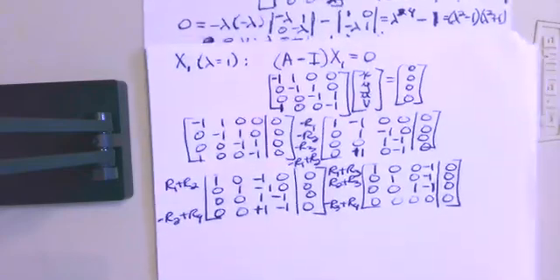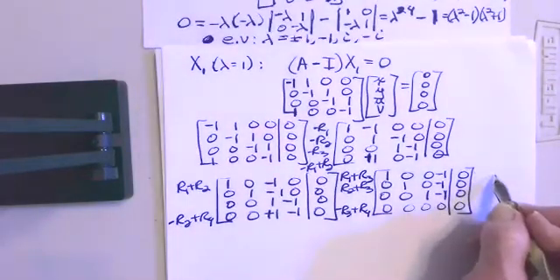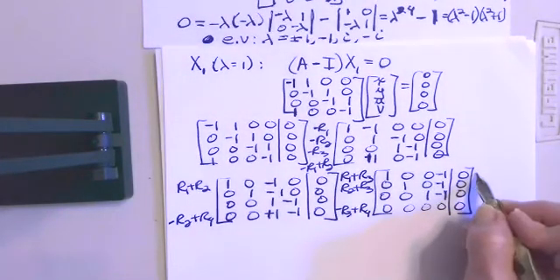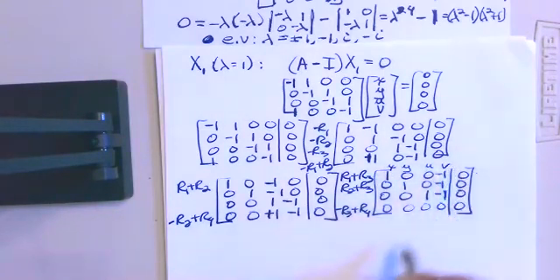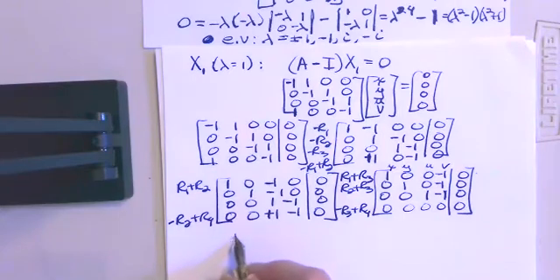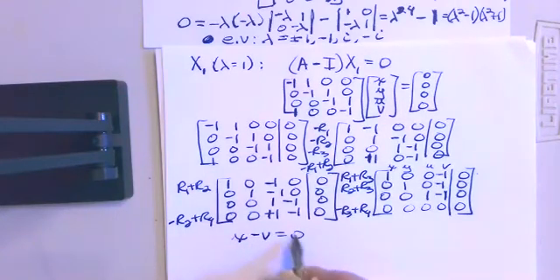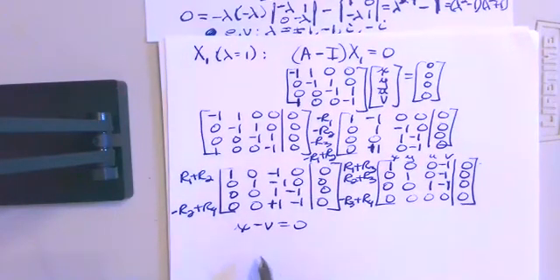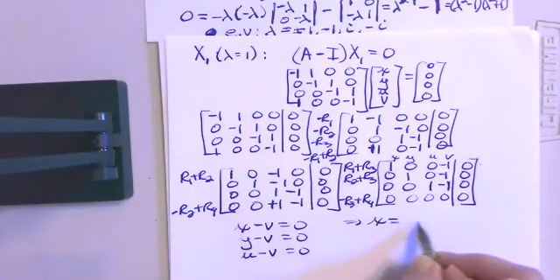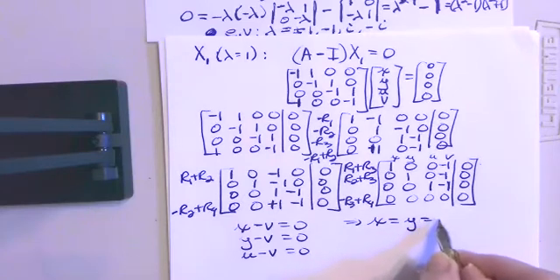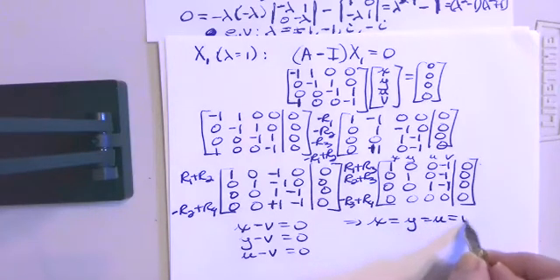Okay. And so now the top row says, translating back, remember these are equations, these are the coefficients of x, y, u, and v. So the top row says x minus v equals 0. The second row says that y minus v equals 0. The third row says that u minus v equals 0. So in other words, x equals y equals u equals v.